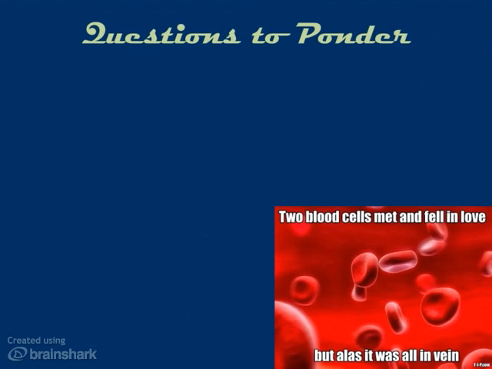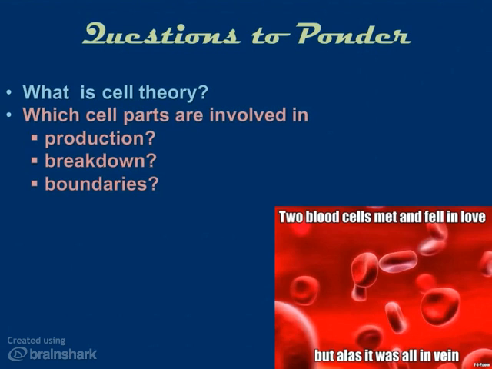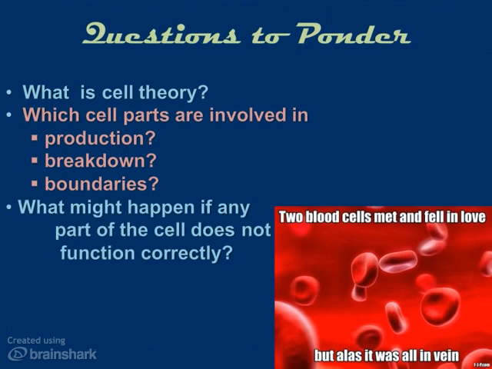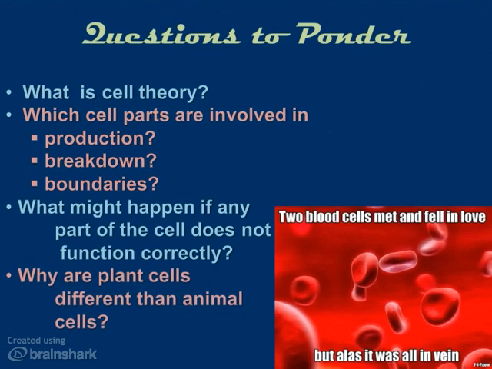So, some questions to think about while you are chewing on plant material. What is cell theory and what's it all about? What cell parts are involved in production or breakdown or boundaries? And how do they work? You should also be able to talk about what might happen if a cell part doesn't function correctly. And lastly, why are plant cells different than animal cells?